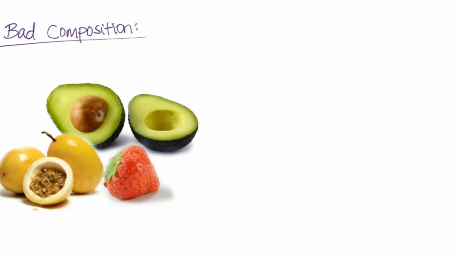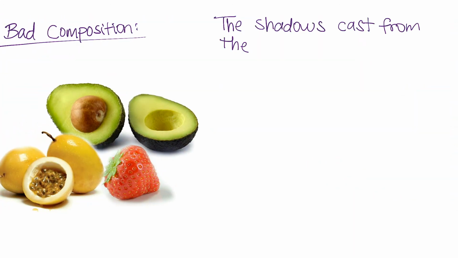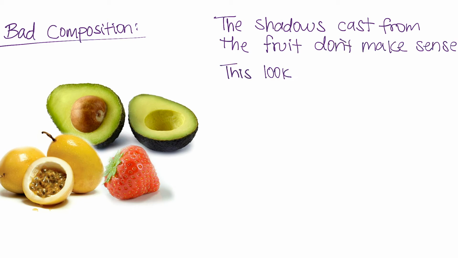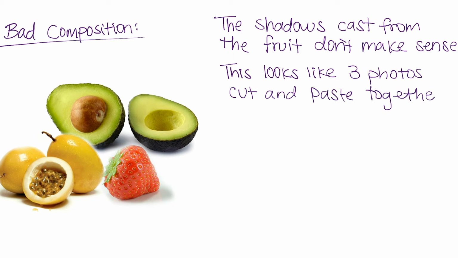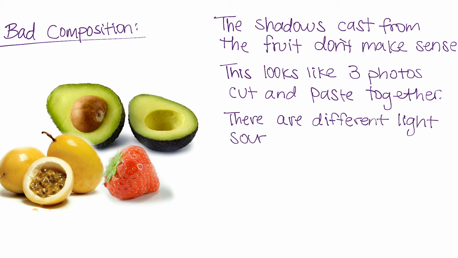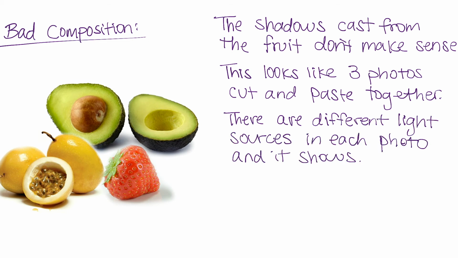But at the bottom, it's bad composition because the shadows are cast differently for each type of fruit. For the avocado, it looks like it's on a completely different level as well, and that's because of the way the shadows are being cast. It overall just doesn't make sense to put them like this, and some of the images need to be mirrored so that the shadows are going in the right way.